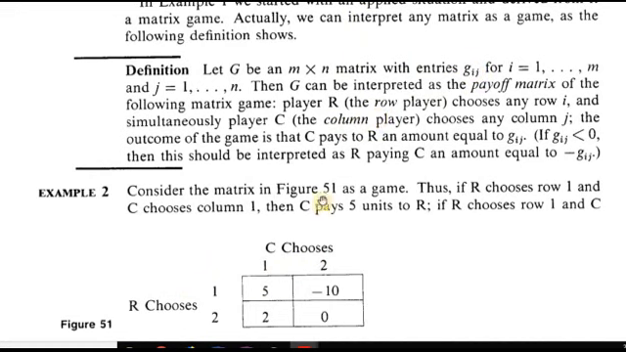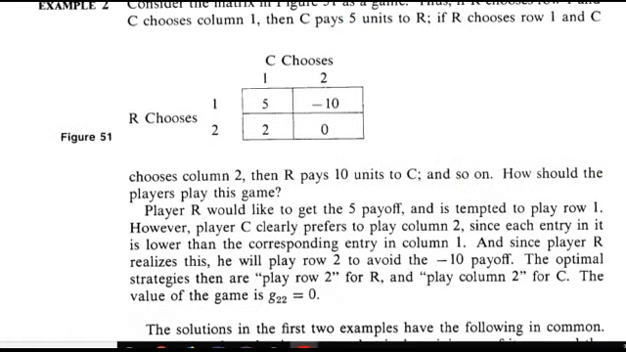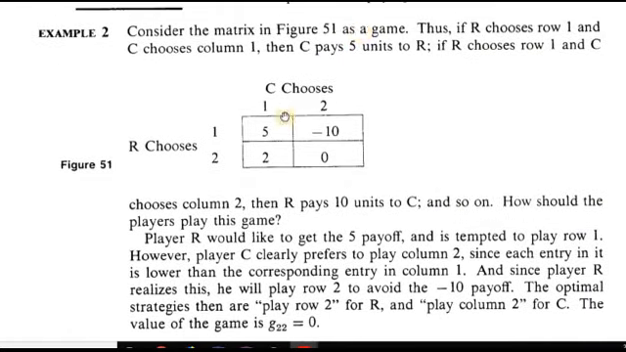Right? All right, here's another example of a matrix game. Here we don't have a practical situation associated with it. We just have the numbers. So the question is, what's the best strategy for R and the best strategy for C? So here's kind of a thought process. Player R would like to get the 5 payoff. That's his biggest possible payoff.